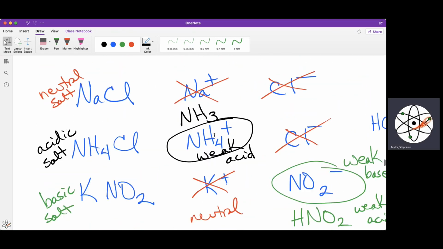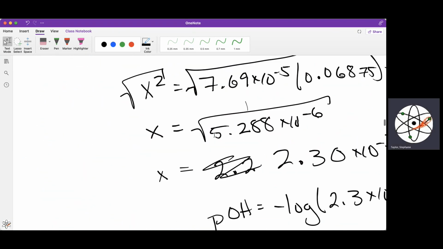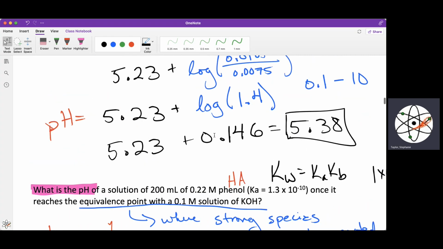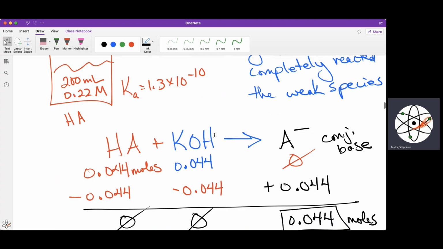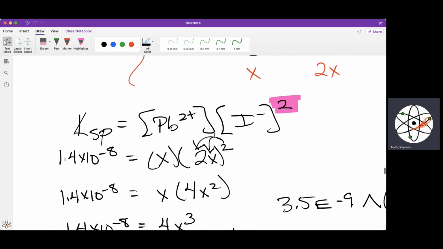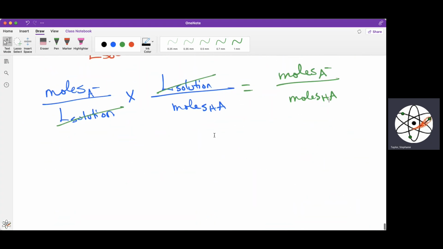So let me check my list because I lost track of where I was. I meant to write it. Oh, I did write it down. I wrote it down over there. Okay, we did buffer capacity. We did buffer problems. I've got indicator left over, and I have a strong titration.